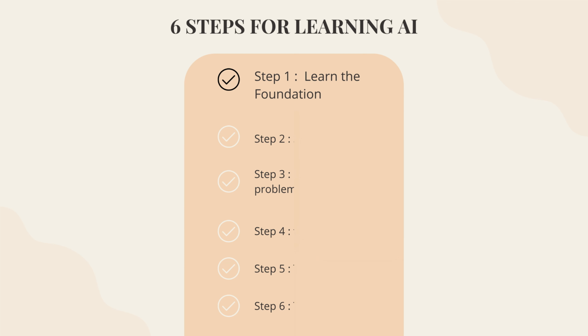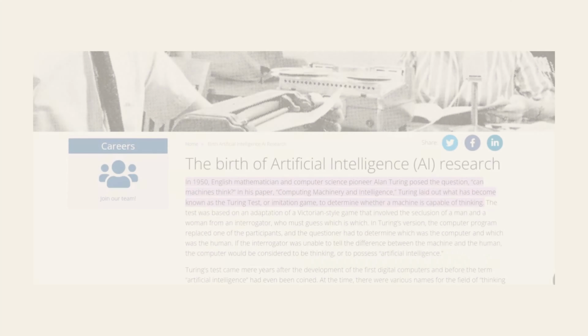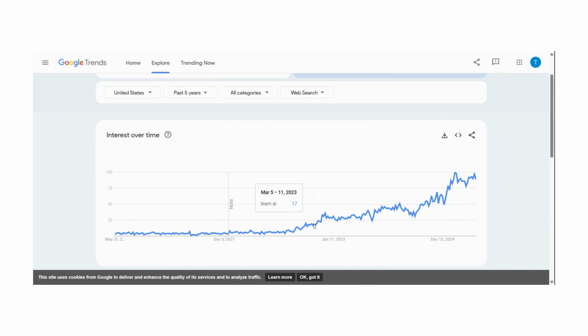The first step is to learn the foundation of AI. What is that? AI is not new. AI has been around since the 1950s. But the rise of generative AI in late 2022, especially by OpenAI, changed everything, making AI accessible for everyone. If you look at Google Trends, the search for the term learn AI has increased in the last 3 years. Everyone wants to learn AI, but most don't know where to begin.